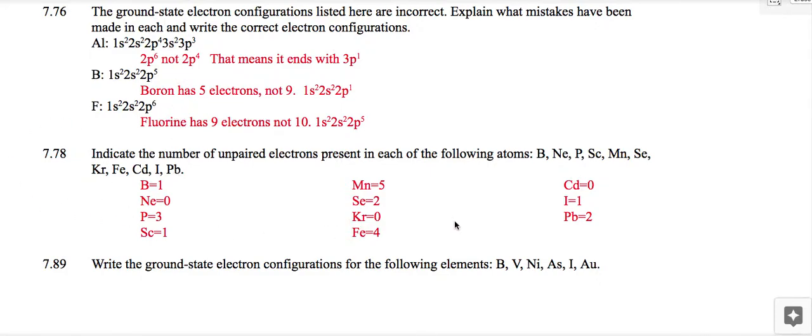Number 78, here are the number of unpaired electrons. I can show you one of these so you can see what that looks like. Boron has the electron configuration 1s2, 2s2, and 2p1. It has that one unpaired electron. So all of these give the number of unpaired electrons that each one has.